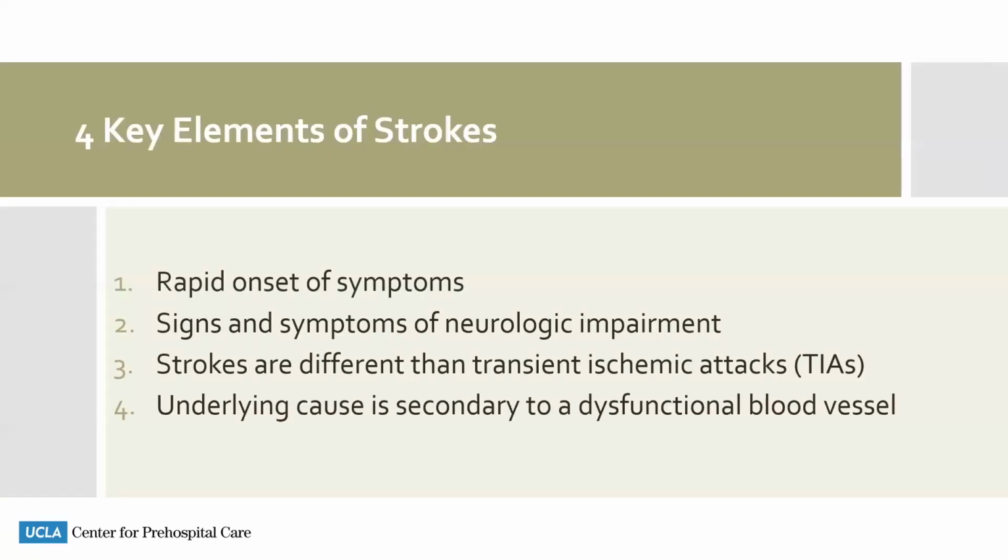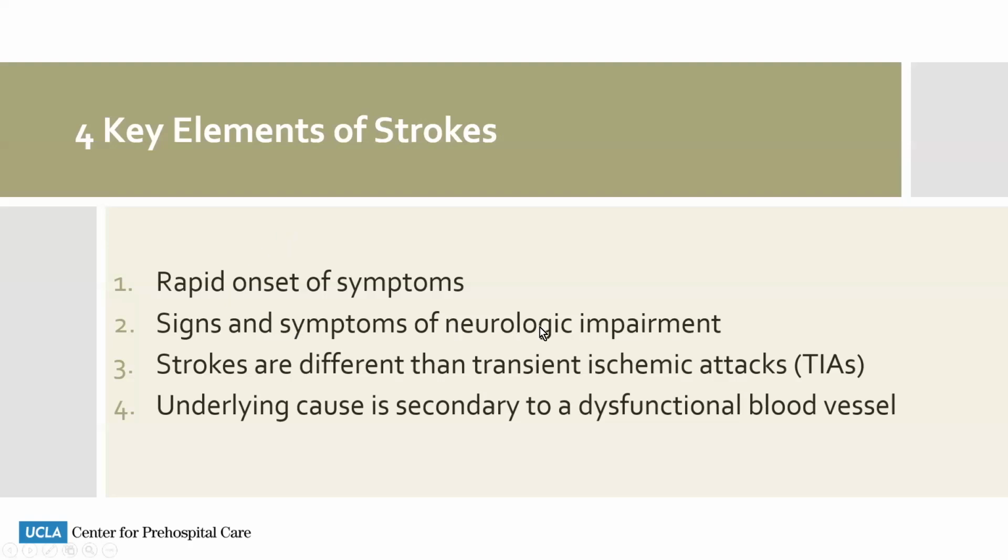So the four key elements of strokes, usually rapid onset. Okay, we don't know when it happened. Say they went to bed last night, they were just fine. They got up this morning and they can't move one side of their body. When did that happen? Did that happen when they woke up, or did it happen sometime through the night? We don't know. But most of the time, the stroke happens fairly quickly. Someone is eating breakfast or lunch, and all of a sudden they slump over. That would be a rapid onset.